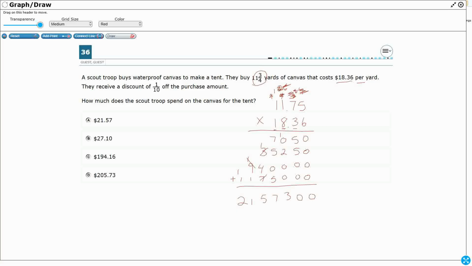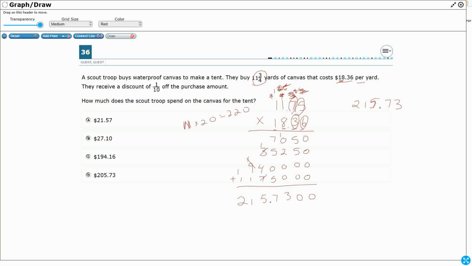Now, how many decimals do I have? I've got 1, 2, 3, 4 digits behind the decimal in my factors. So I need 1, 2, 3, 4 digits behind the decimal in my product. So $215.73. Let's see if this makes sense. If I round this to 20, and round that to 11, 11 times 20 is going to equal 220. So yeah, we're within the ballpark there.